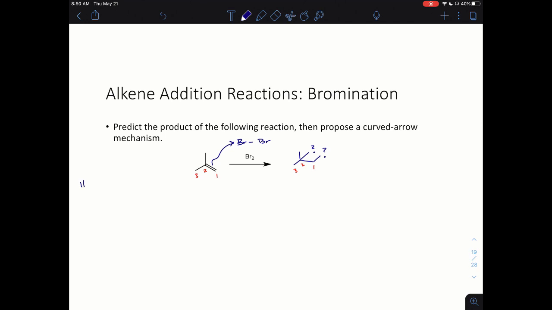So we can pretty confidently propose that pi CC attacks sigma star Br Br. We're pretty comfortable with the alkene being a nucleophile. And bromine certainly is an electrophile. Fill sigma star, break sigma.